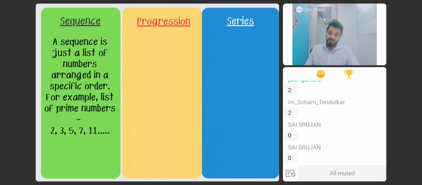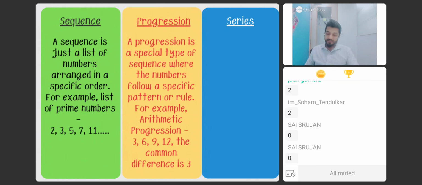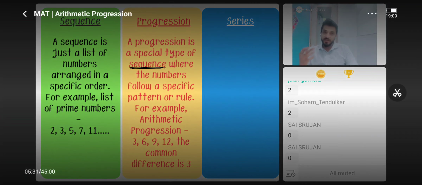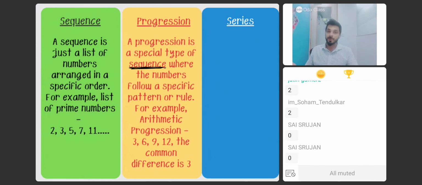Now progression. Progression is basically if I write, let's say, 5, 10, 15, 20, and so on. There is a proper logic behind writing these numbers. If there is a proper logic, read this definition. A progression is a special type of sequence. So we are referring to progression as a sequence only, but if we see something special in a sequence, then it becomes a progression. So progression is also a sequence, but a special type of sequence where the numbers follow a specific pattern or rule.